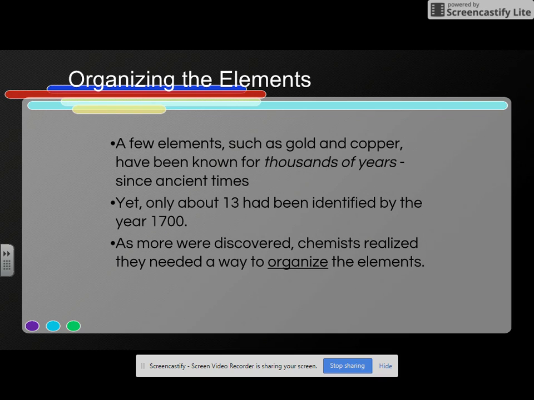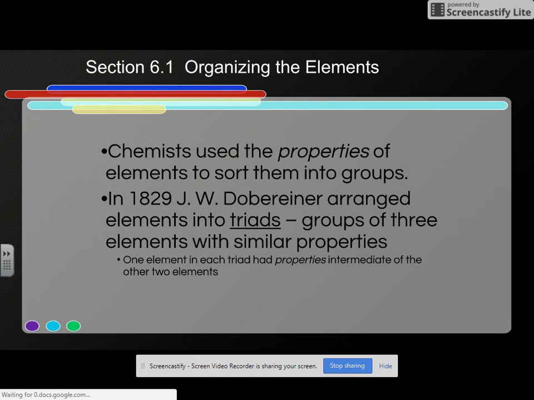So it turns out that really only about 13 of these elements had been identified by the 1700s. But as we discovered more and more of them, we realized we really needed to organize them in order to use them and understand them better. So from there, chemists began realizing that they had repetitive properties. And so they started putting these into groups. As early as 1829, they were arranged into what were called triads, or groups of three that had similar properties.